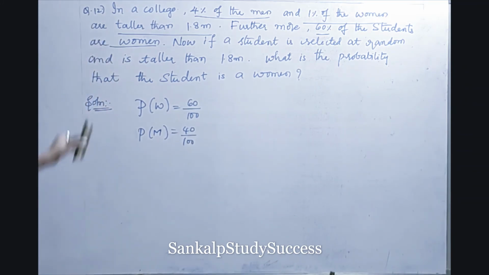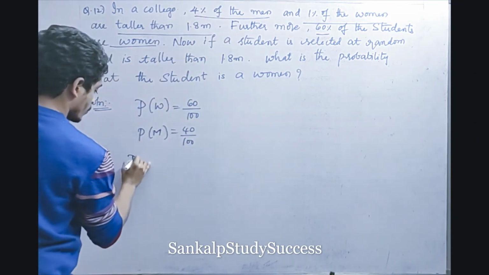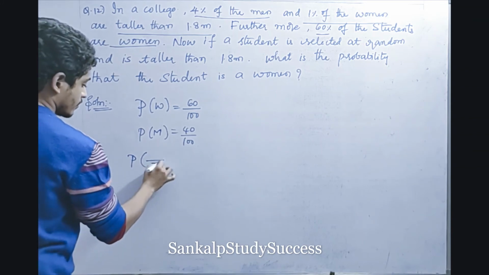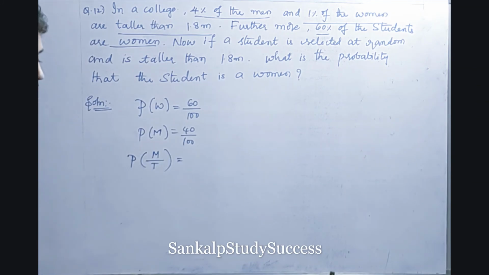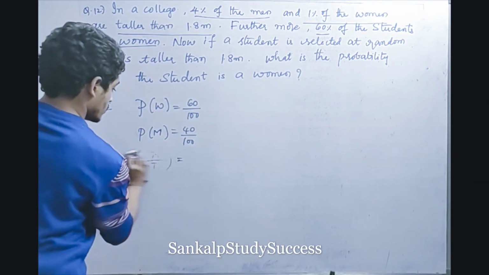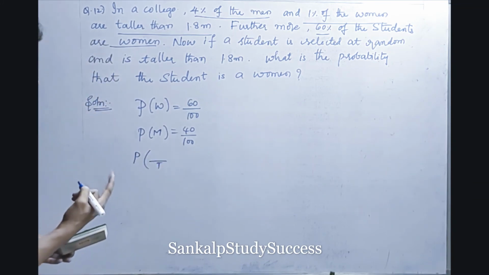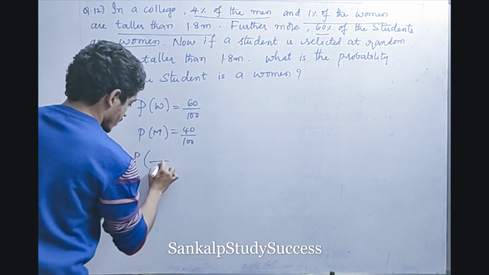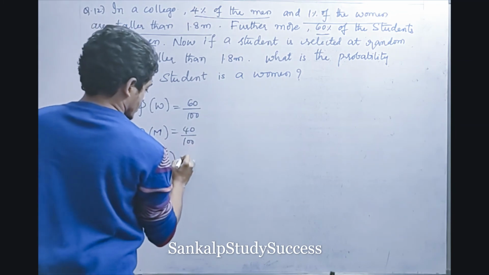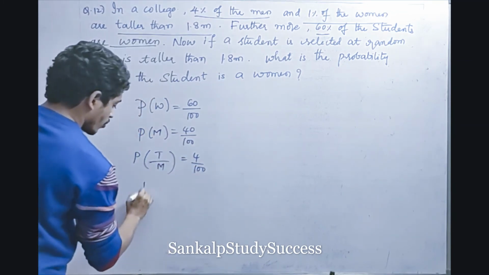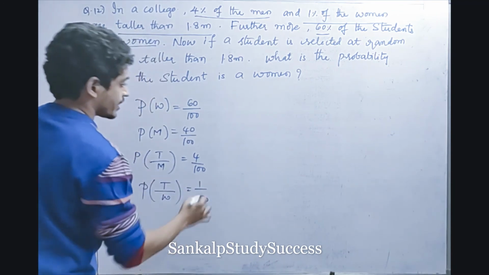Now, next, what he has given: taller than 1.8 meters is 4% for men. So men who are taller, we have men, and in that the probability of being tall is 4%, that is 4 by 100. And the probability of being a woman and taller is 1%, that is 1 by 100. Yes, this is the given data.